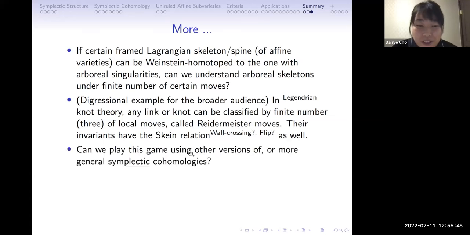Another question I have is, can you apply this idea to other versions of symplectic cohomology and get another kind of uniruledness, not just C-uniruledness, or some other interesting subvarieties? Yeah. So that's it.